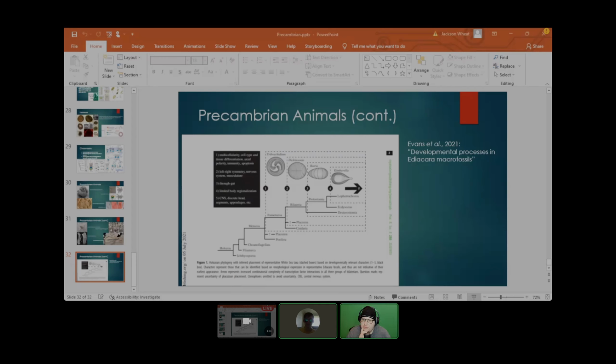Is that what bilaterian means? Bilaterian means you are bilaterally symmetric. If you cut the body in half in one way, then it is approximately symmetrical on both sides.